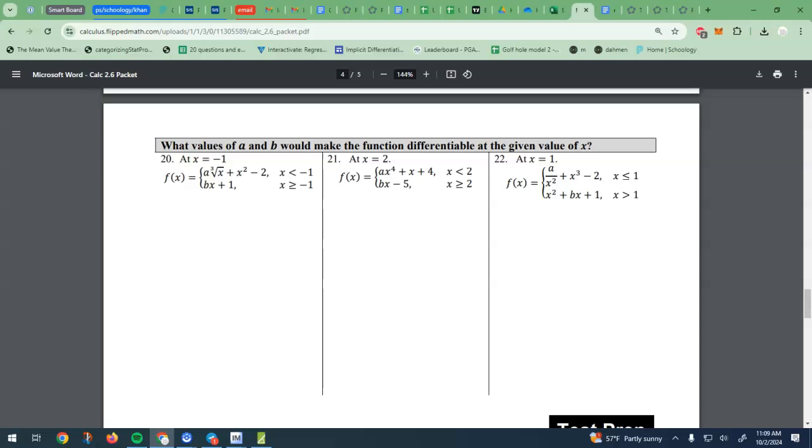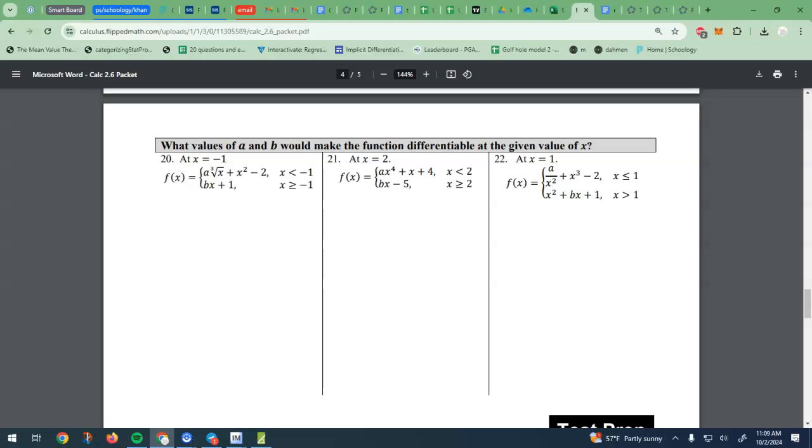Okay. Alright, I'm gonna pick 21. So if it's going to be differentiable, it's got to be two things. It's got to be differentiable and continuous. Differentiable means it has to be continuous also. So when it has to be differentiable, we have to check both.